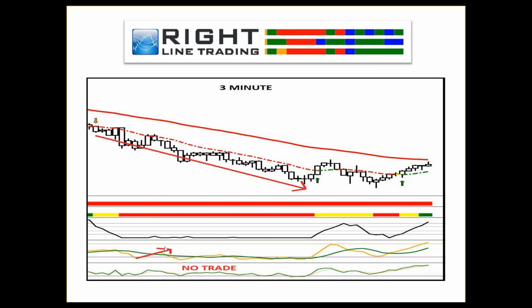But look what happens to stochastic. It comes above the 20 line because it's not meant to track buying pressure or selling pressure. It's made to look for divergence, and it takes you out of the trade. Relative strength, RSI, doesn't give you an entry at all.